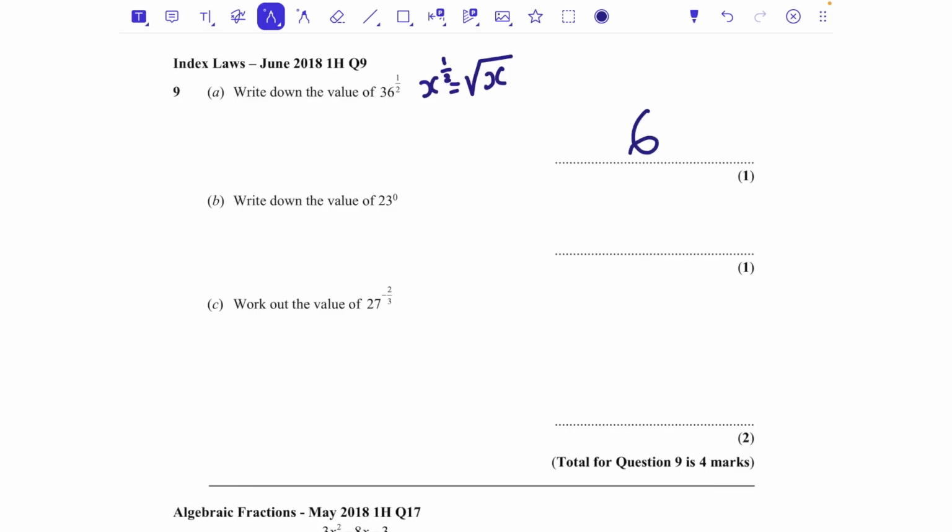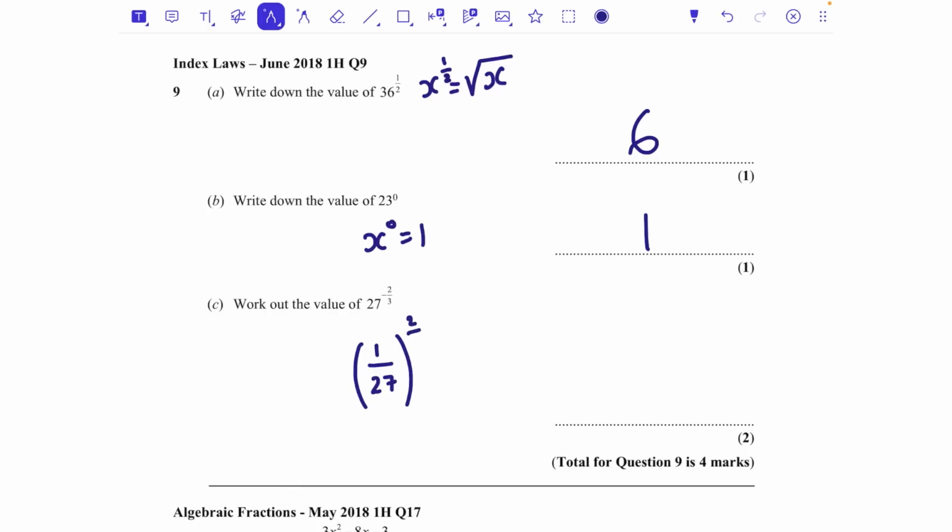23 to the power of 0, anything to the power of 0 is 1. So that one's just 1. And for the bottom one, slightly trickier, we've got 3 things to do here. The minus power makes the base number its reciprocal. So 1 over 27, that gets rid of the negative.